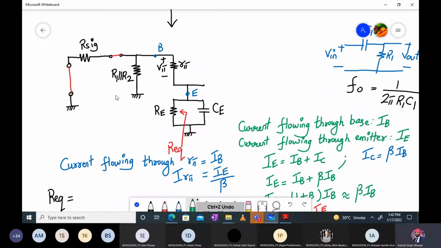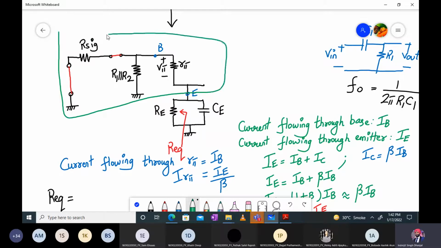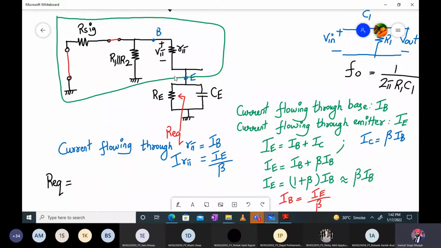All of them together. All of them will be together over here like this. Oh, sorry for that. So now it will be RE in parallel to these three, in parallel to this tree. Now how are these three resistances related?